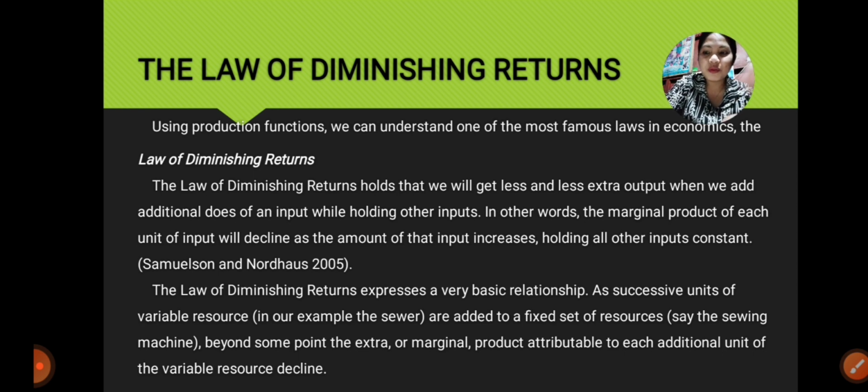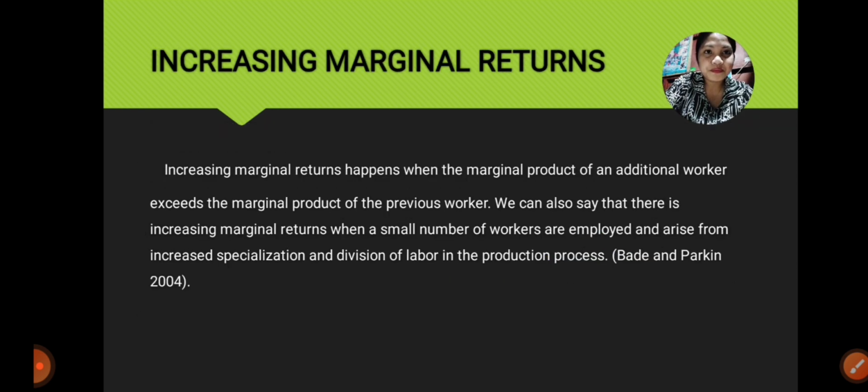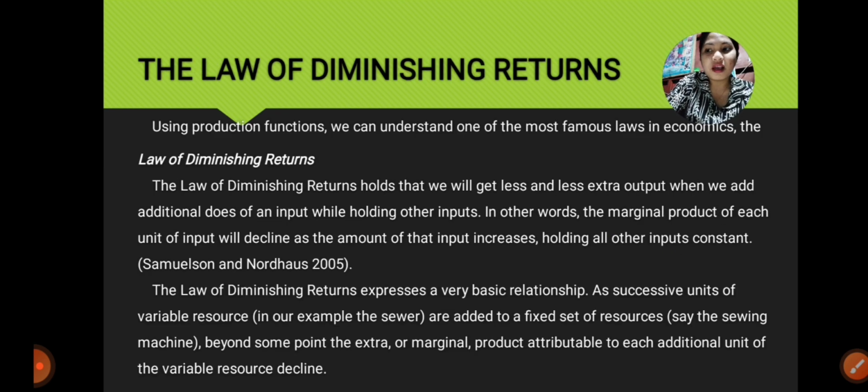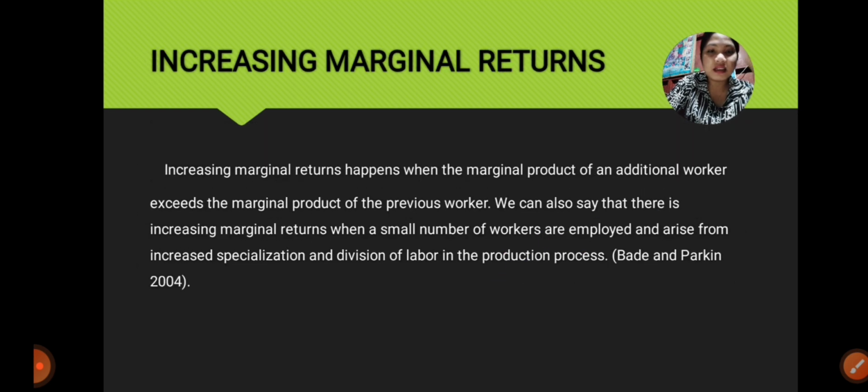What does this imply? This simply tells us that the more and more variable inputs are used with a fixed input, the contribution of each extra unit of variable input added declines. Then the increasing marginal returns. Increasing marginal returns happens when the marginal product of an additional worker exceeds the marginal product of the previous worker.